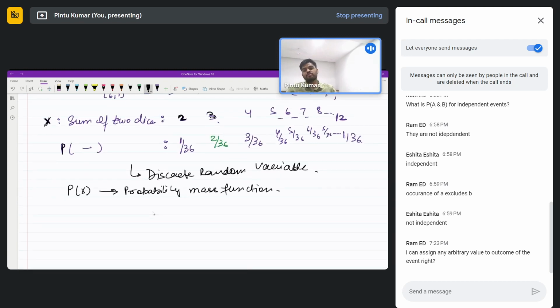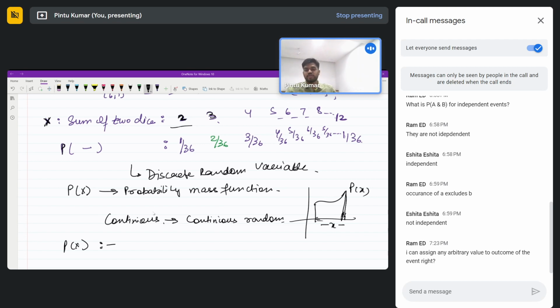Again, if the random variables that you are defining are continuous in nature, they take continuous values. For example, let's say this is your graph and this is your p of x and these are the values of x that it takes. If it takes continuous values, then those are called continuous random variables. And for them, the P of X that you define is not known as the probability mass function, but as the probability density function, or in short, PDF. And this is called PMF in short.